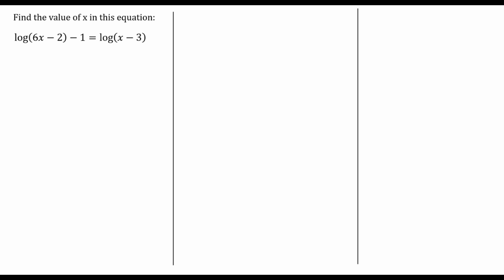In this session, we are going to find the value of x in the given equation. To solve this problem, the first thing we need to do is to rewrite it in this format. Log(6x minus 2) to base 10 minus log 1, which becomes log 10 to base 10, is equal to log(x minus 3) to base 10.